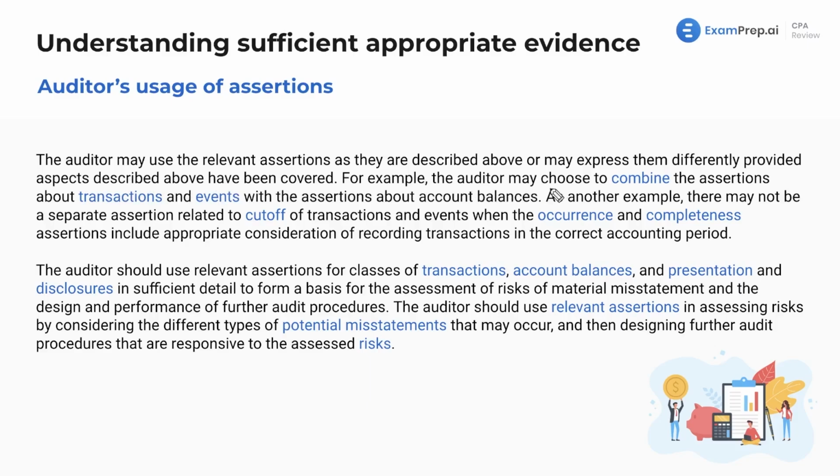For example, the auditor may choose to combine the assertions about transactions and events with the assertions about account balances. As another example, there may not be a separate assertion related to cutoff of transactions and events when the occurrence and completeness assertions include appropriate consideration of recording transactions in the correct period. All this is saying here, when we have these assertions, you don't necessarily need to treat it all as a checkbox. You could have procedures that cover multiple of these, right?